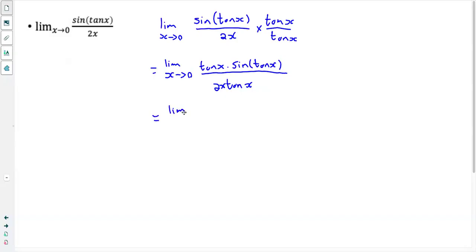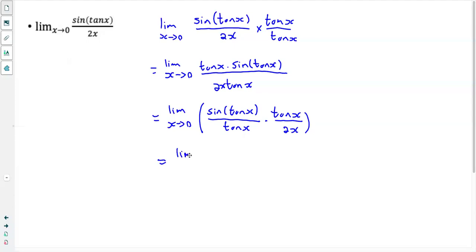So we'll split this apart a bit. So we've got our limit as x goes to 0 of sine of tan x over tan x times that leaves tan x over 2x. Now, we know from our rule a few pages ago that if we have the same function inside sine as we have in our denominator, that's just going to equal 1. So this will just be our limit as x goes to 0 of 1 times, I'm going to split this up, that's the same as 1/2 times tan x over x. Now we know tan x over x as x goes to 0 is 1, so we have 1 times 1/2 times 1, so that just equals 1/2.